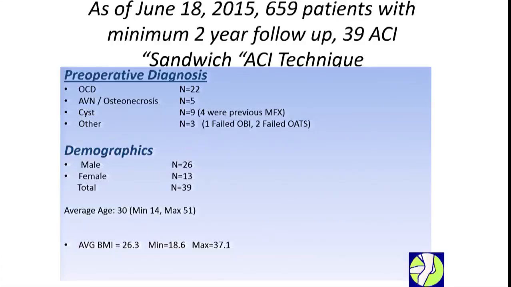So looking at that, we had 39 patients at 2-year minimum follow-up. So that's not that common. So 659 patients, we had 39 that were sandwiches. And you can see the preoperative diagnosis: osteochondritis dissecans, avascular necrosis, cyst. 4 of those were from prior microfracture, large cystic areas, and 3 were from 2 failed OATs and 1 failed OBI plug. And you can see the ratio of male to female.